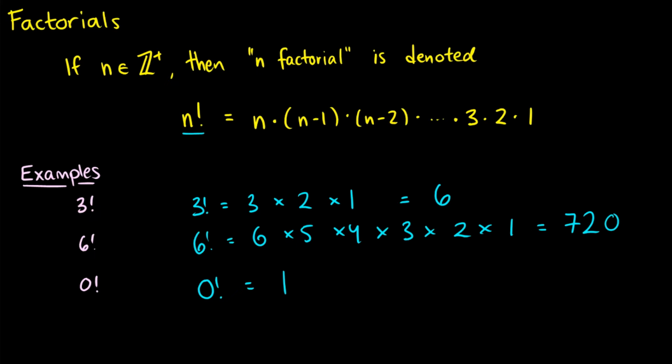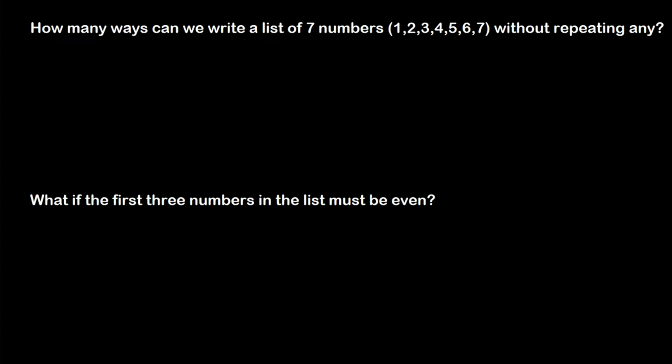So we can also think of factorials as an example of permutations. 3 factorial would be the number of ways to arrange 3 objects. 6 factorial is the number of ways to rearrange 6 objects. So here's an example. How many ways can we write a list of 7 numbers, so 1, 2, 3, 4, 5, 6, 7, without repeating any?